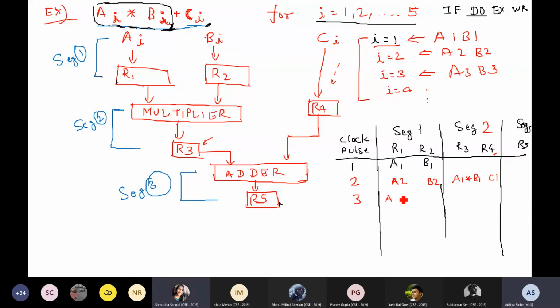A3 B3. What will come here? A2, B2 and C2: A2 multiplied by B2, and the value of C2 will come here. And what will happen here? What do we have to do here? A1 into B1 plus C1. So it will come something like A1 into B1. I should write this on the other page. I think it will be clearer.